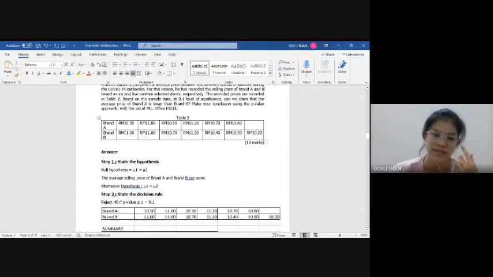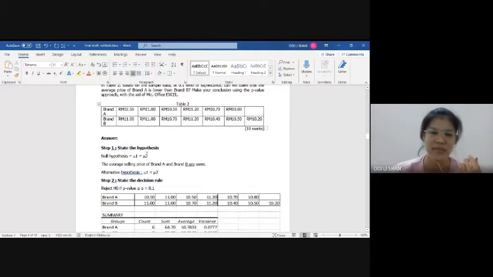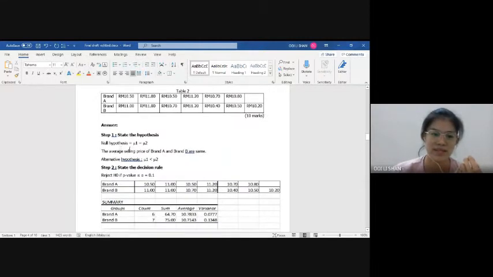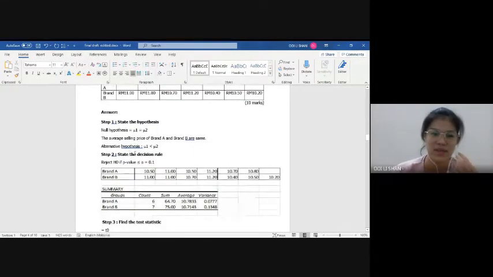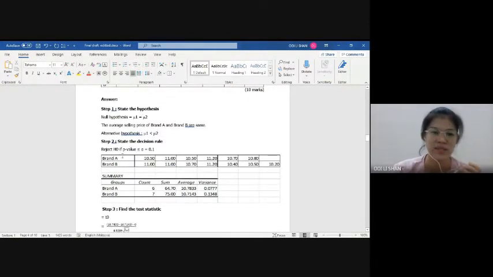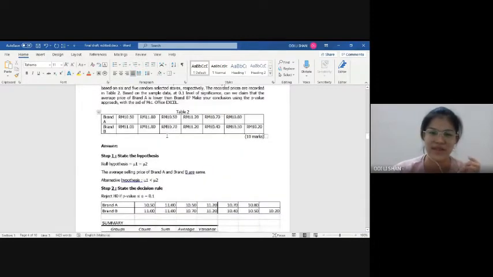And the answer shown by me is, step 1 is to state the hypothesis. The null hypothesis, H0, is mu1 equals mu2. The average selling price of brand A and brand B are the same. The alternative hypothesis, H1, is mu1 smaller than mu2. And we reject the null hypothesis if the p-value is lower than or equal to alpha 0.1 at the significance level.